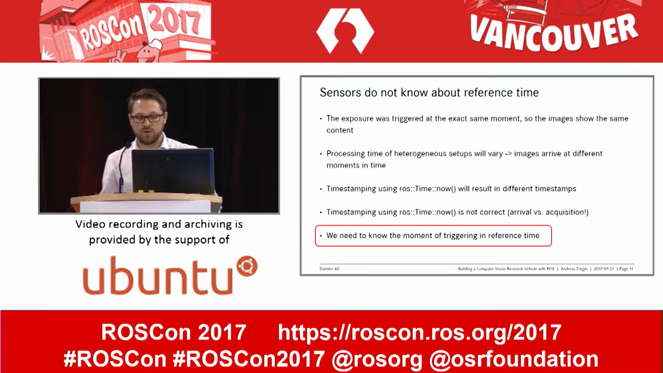So whenever sensors do not know about reference time, we have a problem with timestamping. We can use the normal ROS time now on data arrival, but for several different nodes, this will result in different timestamps, as they are all different processes using ROS time now. So using a time synchronizer across ROS topics afterwards will be difficult. Another thing is that ROS time now is also not correct, as it refers to the data arrival time and not the data acquisition time. So in the end, we want to know the moment of triggering in the reference time.